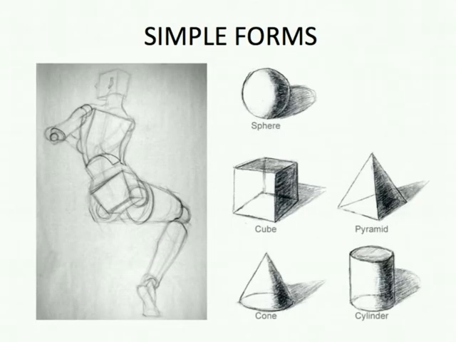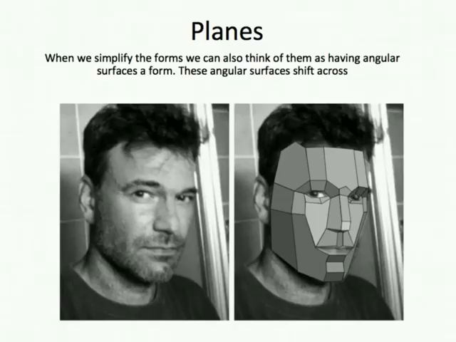So while shapes are flat, forms, of course, are dimensional. Planes are angular surfaces that shift across a form. Sometimes artists will exaggerate a form. They will include all of the different planes in order to further understand its structure.